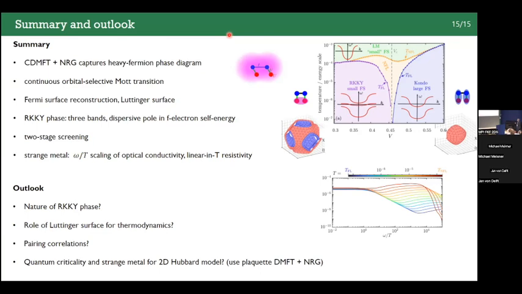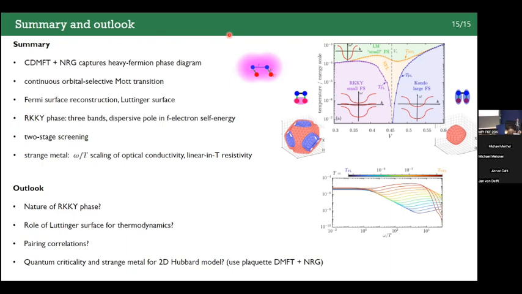The Fermi surface reconstruction goes hand in hand with the appearance of a Luttinger surface, and we have clarified how to modify the sum rule to account for that. In the RKKY phase, there's a third band showing up. There's a two-stage screening if you go from large temperatures to low ones, and we find strange metal behavior.